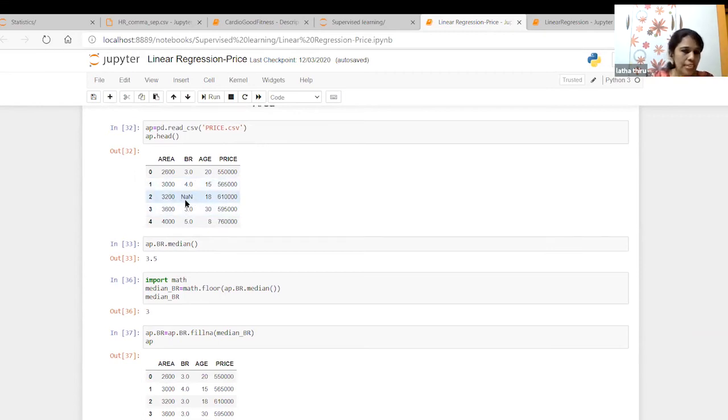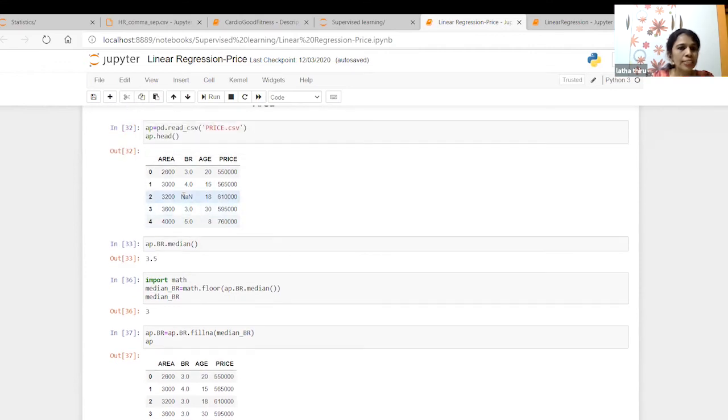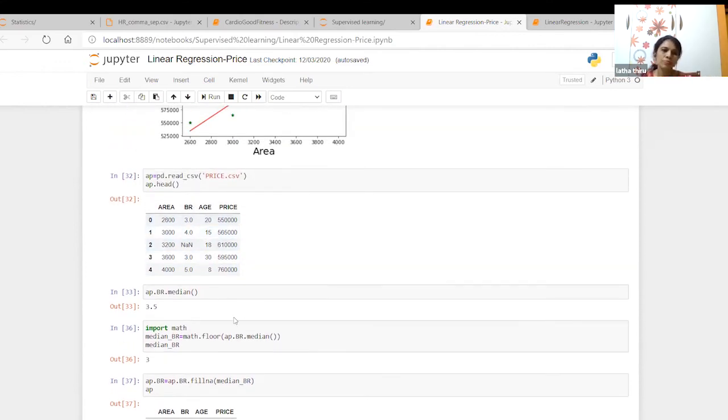Here NaN means there is one missing value in my data set, in my CSV file. That's why it is saying NaN. So how do we fix this NaN? We have to replace it with a median value. My data frame name is AP, so I write AP.bedroom median, and it gives 3.5. Can I fill it with that median in this case?